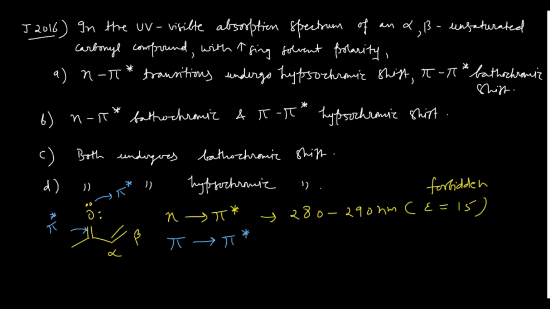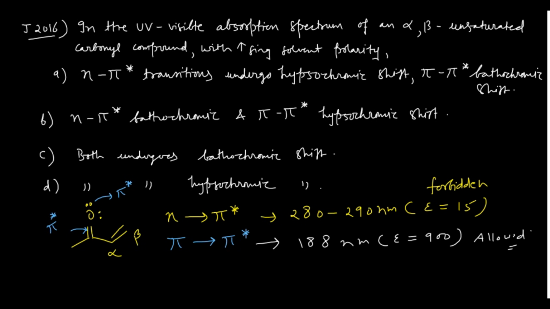Okay, I have missed this transition. I should give the value of this transition also to you. Very sorry for this one. This actually gives you the lambda max value somewhere around 188 nanometer, and for this epsilon max is actually 900. Okay, and this transition is the allowed transition, please remember.